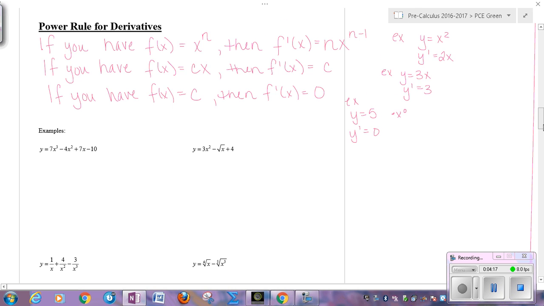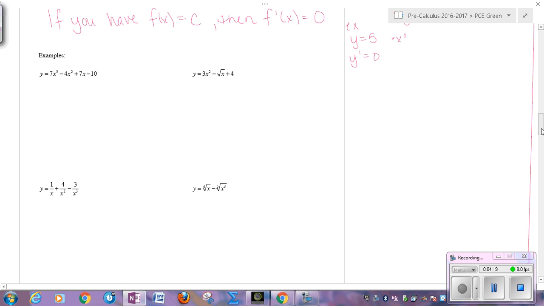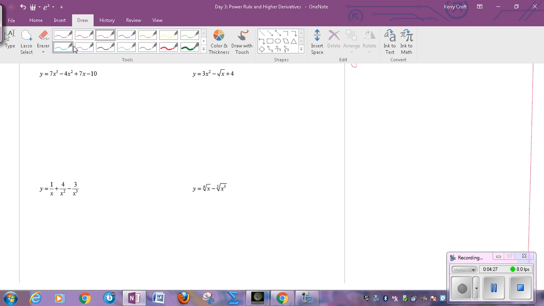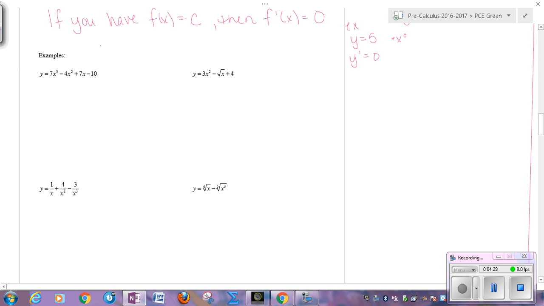So if I had asked you last class to find me the derivative of 7x cubed minus 4x squared plus 7x minus 10, you would probably do a whole lot of groaning and grumbling, and then you would eventually come up with the limit. However, now that we know the power rule, it's a whole lot easier.